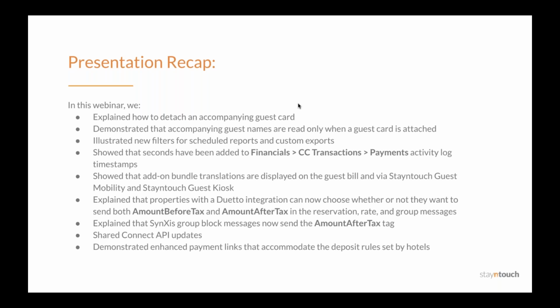So today we explained how to detach an accompanying guest card, demonstrated that accompanying guest names are read-only when a guest card is attached, illustrated new filters for scheduled reports and custom exports, showed that seconds have been added to financials, credit card transactions, and payments in the activity log timestamps, showed that add-on bundle translations are now displayed on the guest bill and via Stayntouch Guest Mobility and Kiosk, explained that properties with the Duetto integration can now choose whether or not they want to send both amount before tax and amount after tax in the reservation, rate, and group messages, explained that Synexus group block messages now send the amount after tax tag, shared Connect API updates, and finally, we demonstrated enhanced payment links that accommodate the deposit rules set by hotels.